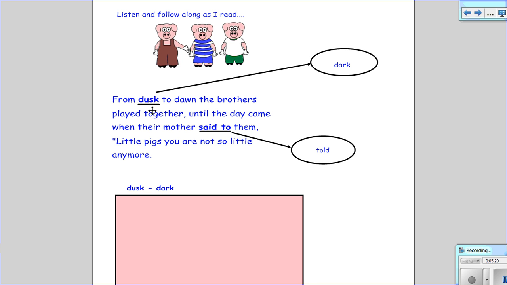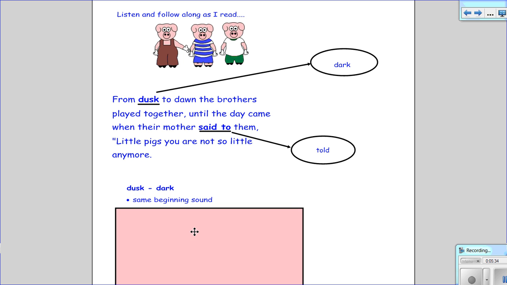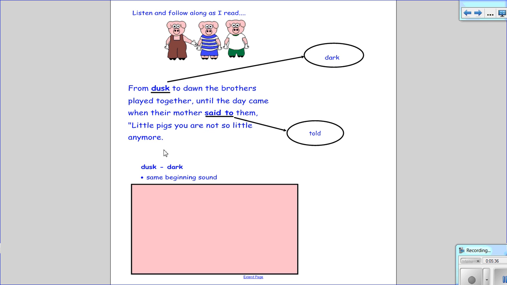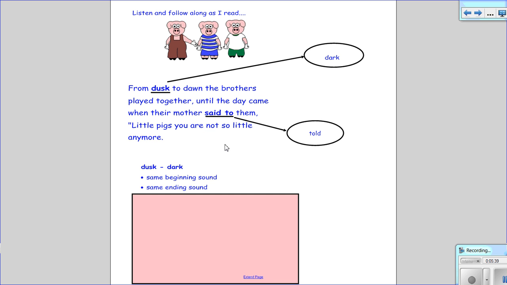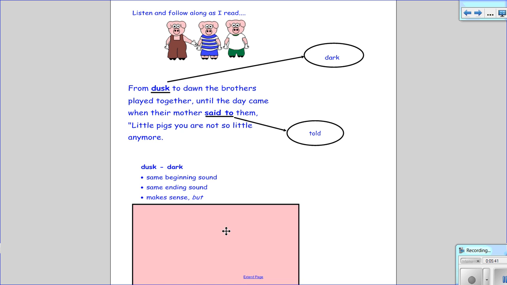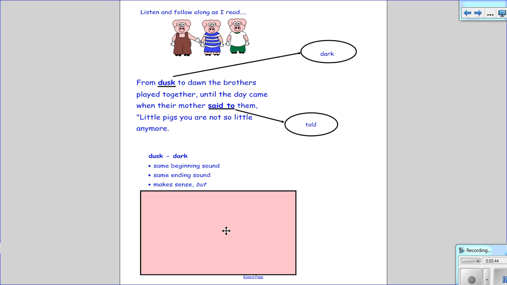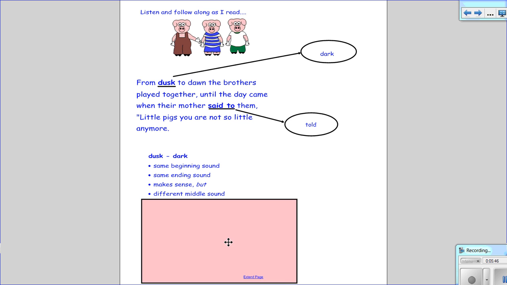And here's that word that I said, dark, for. And they do have the same beginning sounds. They have the d, they have the same ending, the k sound at the end. It makes sense, from dark to dawn, but they do have a different middle sound. This has the R in the middle, and this has the u sound. So that word is dusk, which means it is pretty dark during dusk, but it's a different word. We want to make sure we're reading the correct word.